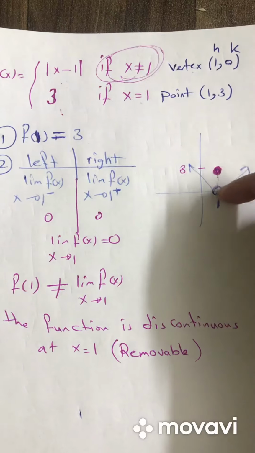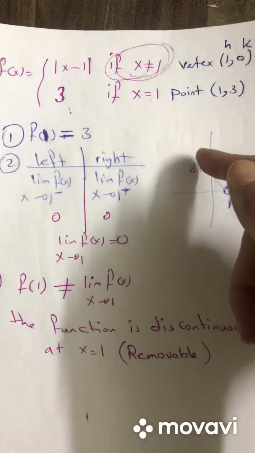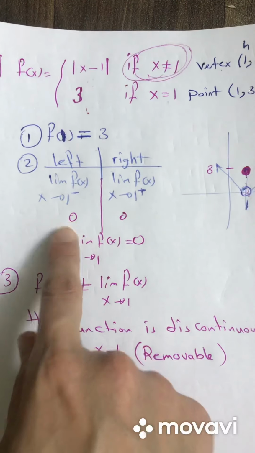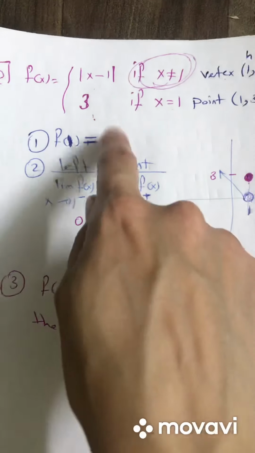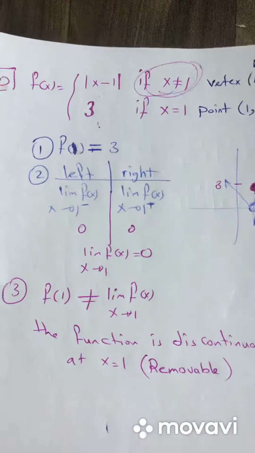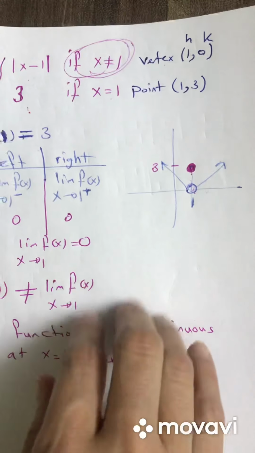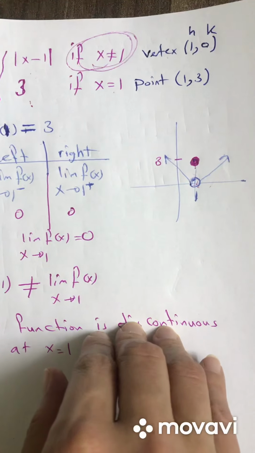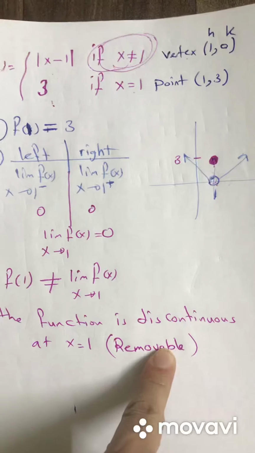Approaches from the left, approaches from the right. Over here, it's a 0, and over there, it's a 0. So the limit of f of x as x approaches 1 is 0. Are these equal to each other? Of course not. Now, what do you think the classification is in this case? Is it a jump? Is it a removable? Is it an infinite? It's a removable. Well done.